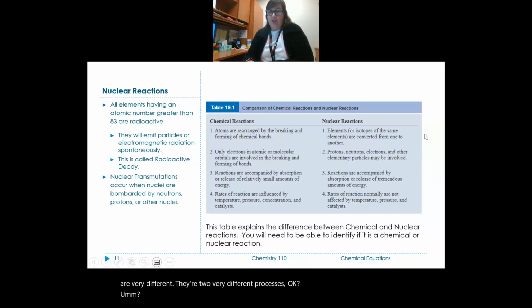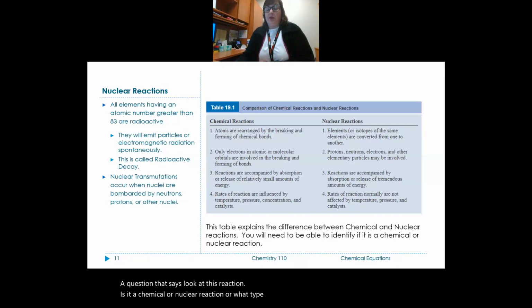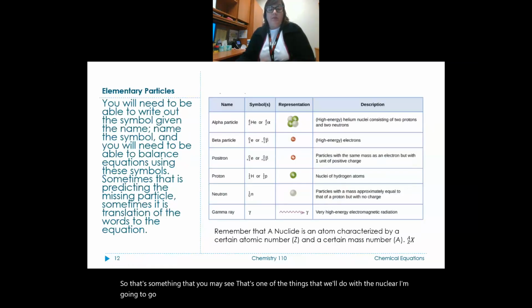You may get a question that says, look at this reaction. Is it a chemical or nuclear reaction? Or what type of reaction is this? So that's something that you may see. That's one of the things that we'll do with the nuclear. I'm going to go ahead and go to the next slide.